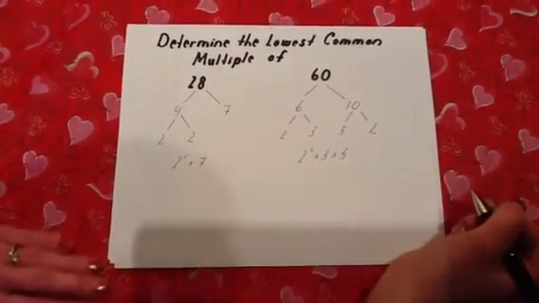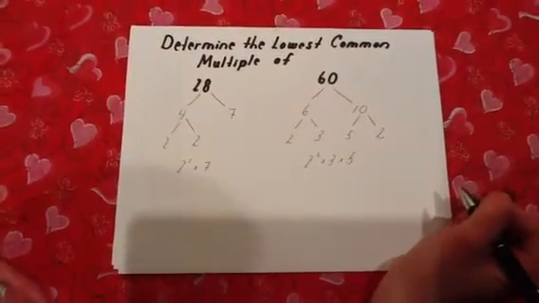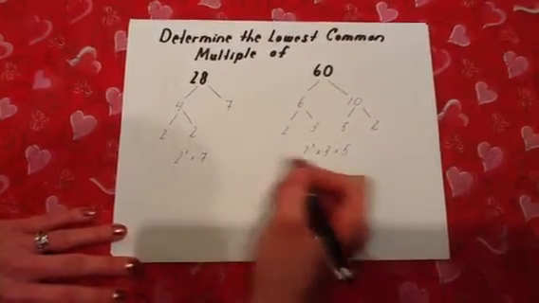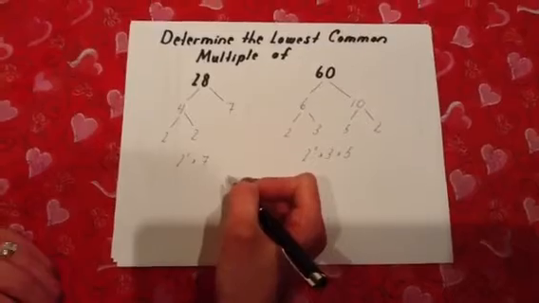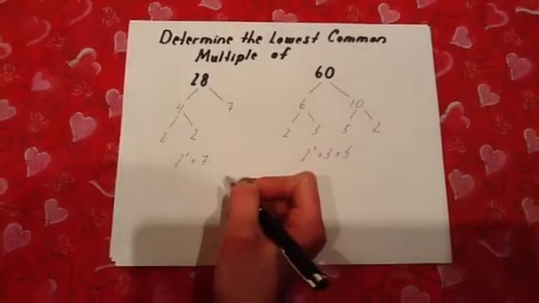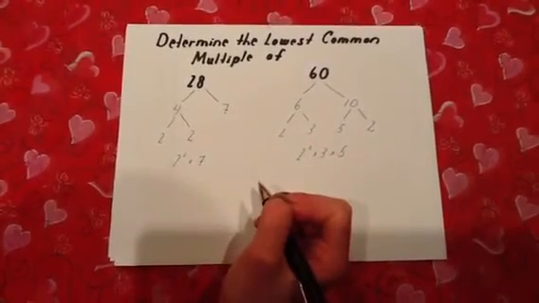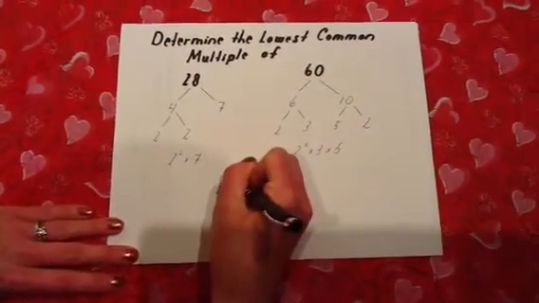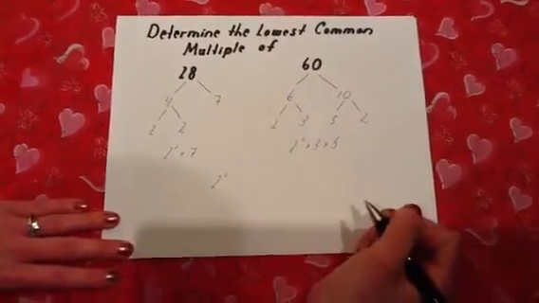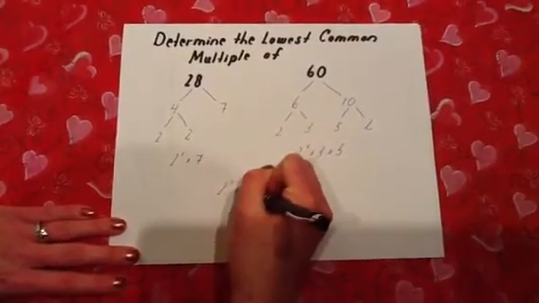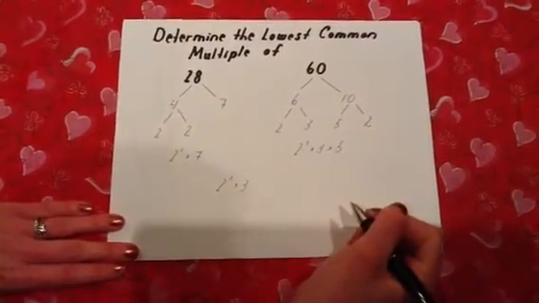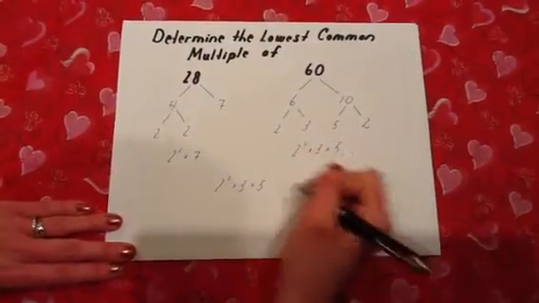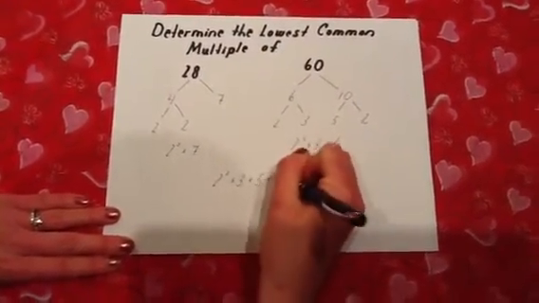Now we take a look and we notice that we have 4 different types of prime numbers. We have 2, 3, 5, and 7. So we take a look at each group and we determine what's the highest exponent for each prime number. So for the 2 group, it would be 2 squared. For the 3's, since we just have the 1, it would be 3. For the 5's, since we just have the 1, it would be 5. And then for the 7's, there's just the 1, so it would be 7.